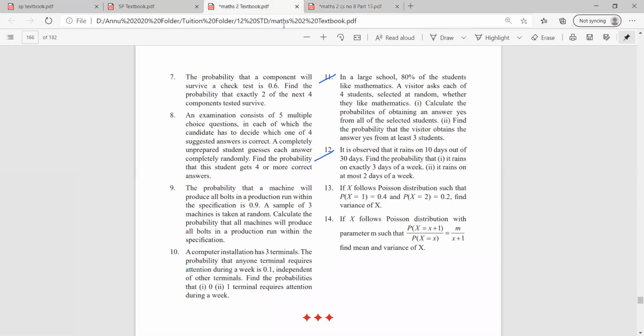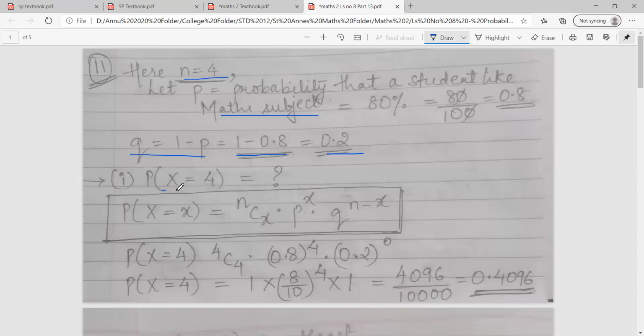So now they have told the first condition, calculate the probability of obtaining an answer yes from all the selected students. So all the selected students means over here, they are telling us to find out the value of probability x is equal to 4. So before we start, we'll first put the basic formula of binomial distribution. So the formula is probability of x is equal to nCx into p raised to x into q raised to n minus x. On putting the values, I get something like this.